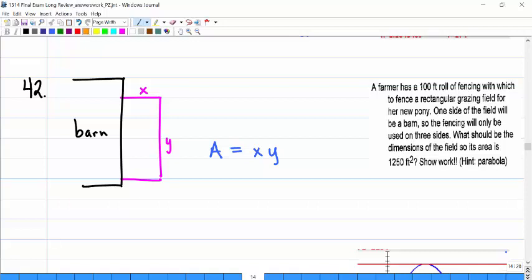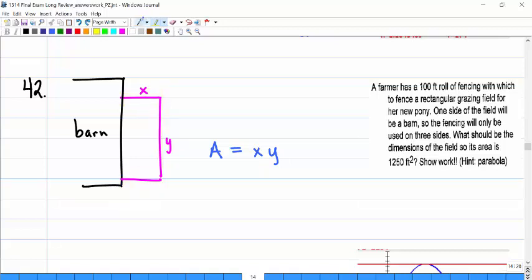Okay, number 42 says a farmer has a 100-feet roll of fencing with which to fence a rectangular grazing field for her new pony. One side of the field will be a barn. So I drew the picture and said, here's the barn. That's one side of the field. So the fencing will only need to be used on 3 sides. So here's the fencing. What should be the dimensions of the field so that its area is 1,250 square feet?